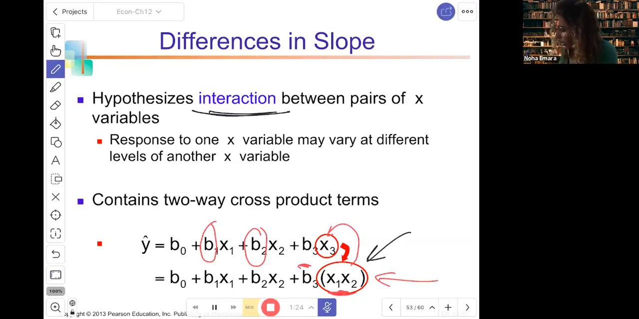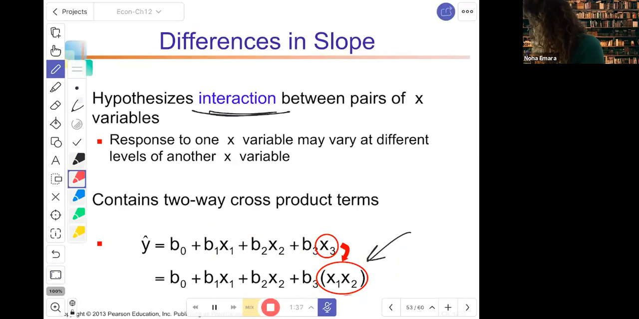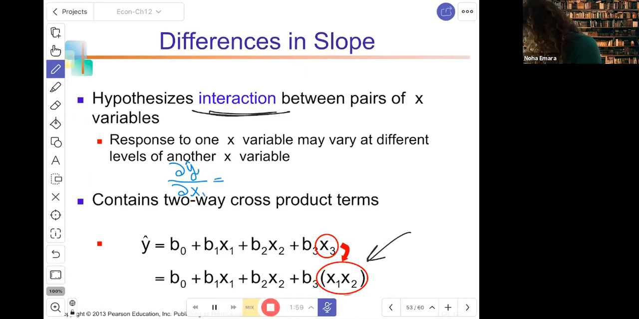Okay? So by looking at this function, I'm asking you, what is the effect of, let's say, if we are interested in the effect of X1 only. So I'll be interested in the first derivative. What is the change in Yi hat because of the change in X1? So I'm trying to get the first derivative of this function with respect to X1. And if I'm doing that, then it's going to be beta 1 plus beta 3 X2.